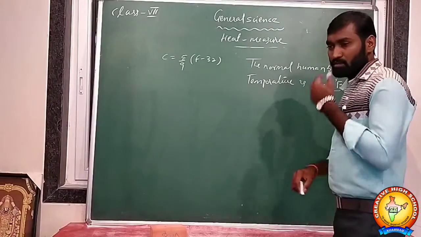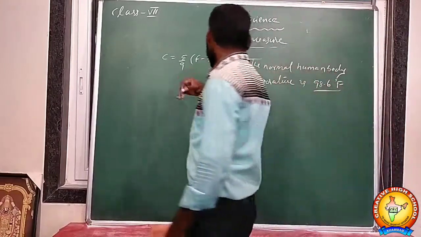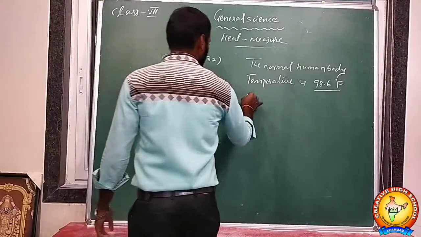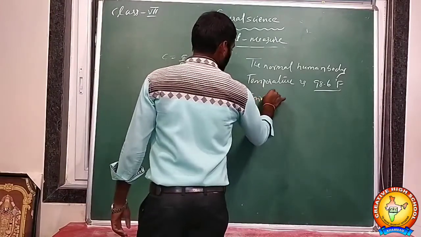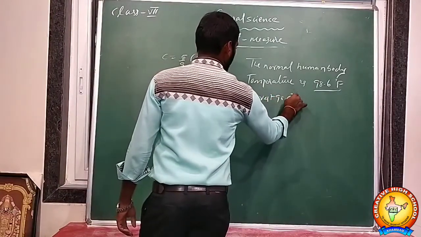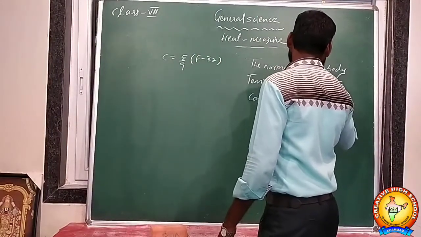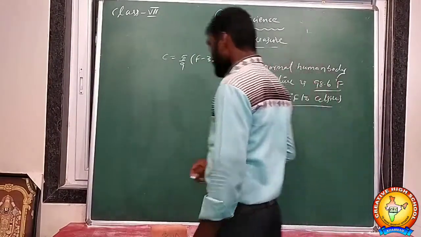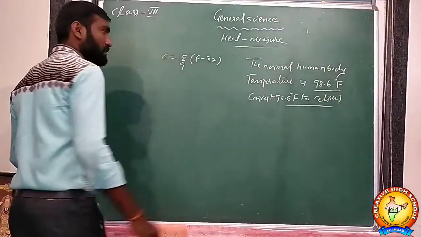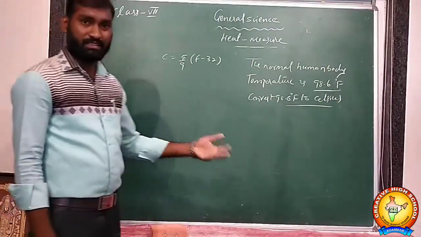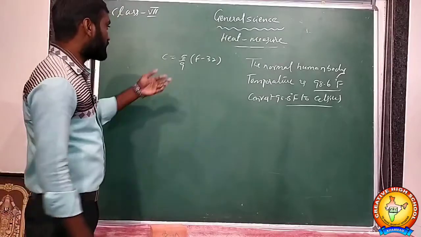So how can you convert this 98.6 degrees Fahrenheit to Celsius? How much value will we get on the Celsius scale? What is the normal human body temperature in the Celsius scale? That we convert now.